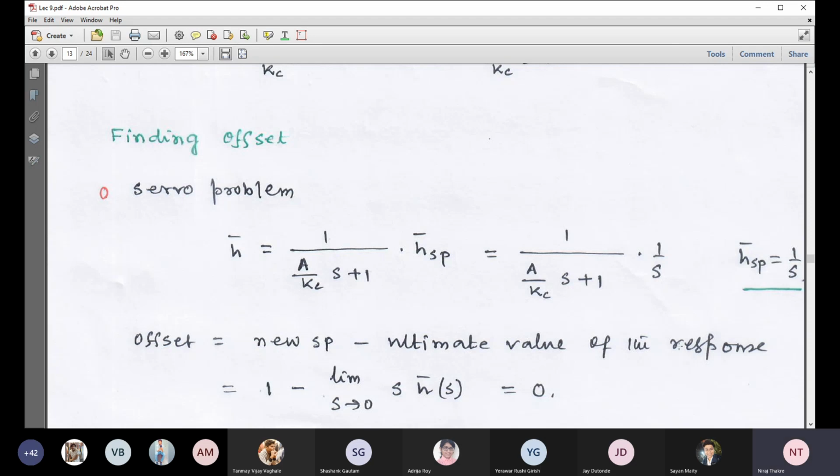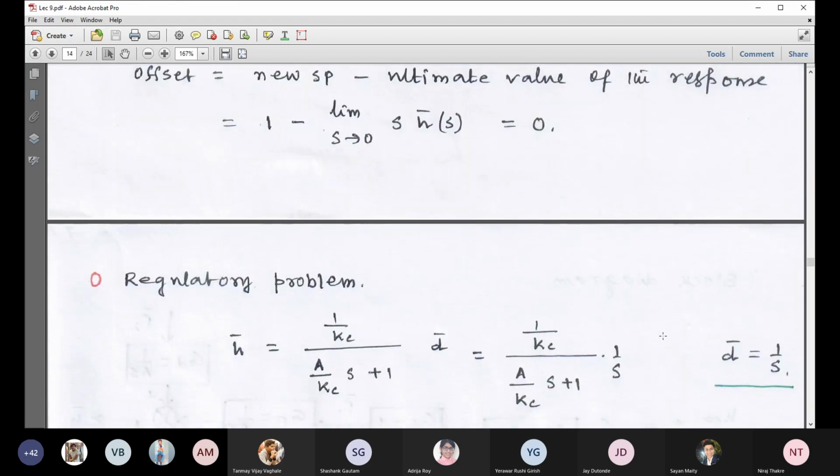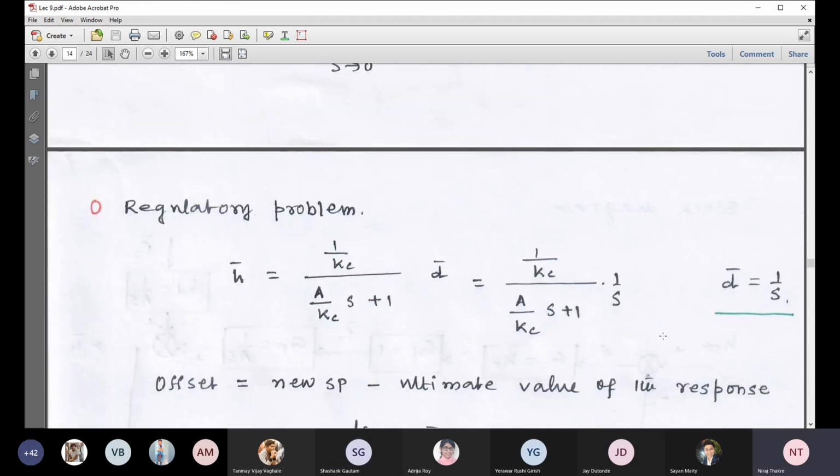Anyone got the offset for the regulatory case? So minus 1 by Kc. Yes, correct. What's your number? 19CH30019. Minus 1 by Kc, you see.